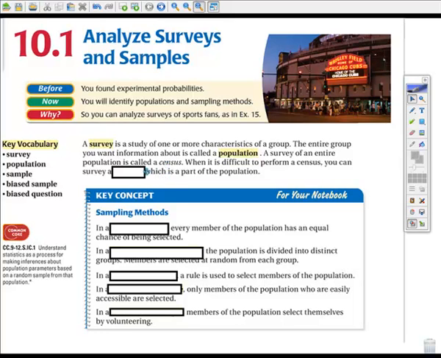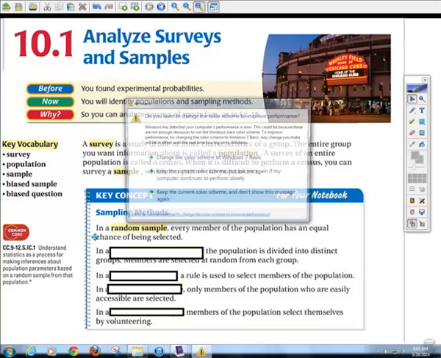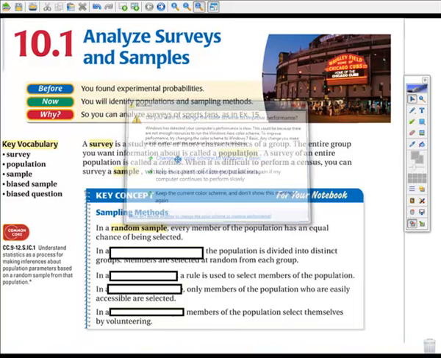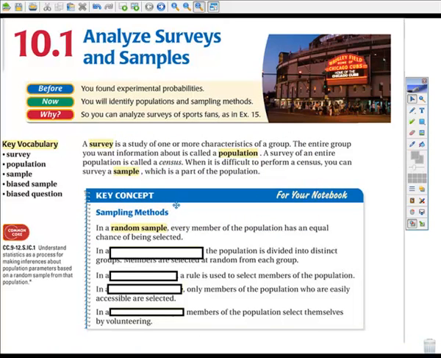When it's difficult to perform a census, you can survey a sample, which is part of a population. And we have different types of sampling methods. In a random sample, every member of the population has an equal chance of being selected. So I could have my population be my class, let's say third hour, and then I could randomly select people. Everybody would have the same chance.